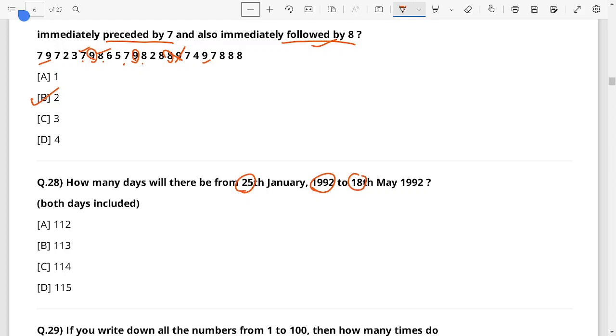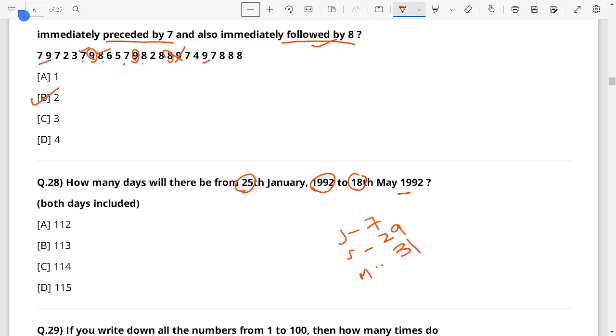Okay, 1992 is a leap year, right? So February will have 29 days. In January, from the 25th: 25, 26, 27, 28, 29, 30, 31, that is 7 days left. And in February, since it is a leap year, we will have 29 days. And in March, how many days will there be? 31 days.